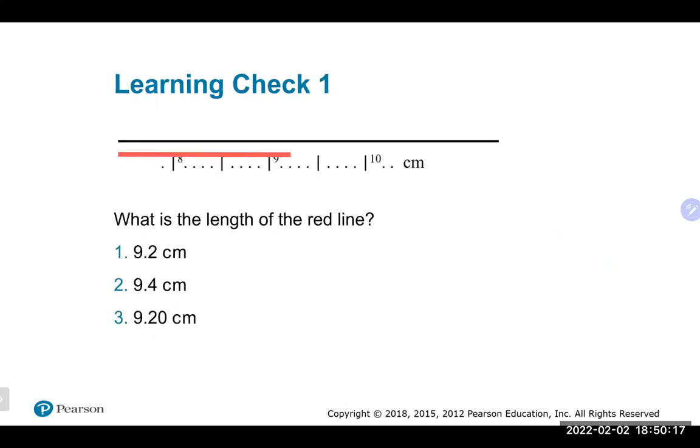All right, so let's take a look at this one. I'm not sure if anything shifted. All right, so take a second and record the red line.